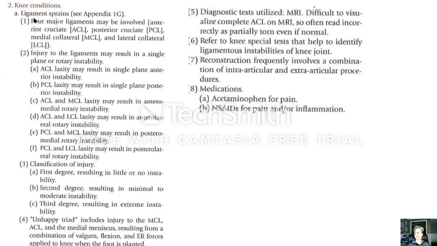Diagnostic tests utilized: the MRI. It's difficult to visualize a complete ACL tear on MRI, so it is often read incorrectly as partially torn, even if normal. Refer to knee special tests to help identify ligamentous instabilities of the knee joint. Reconstruction frequently involves a combination of intra-articular and extra-articular procedures. Medications: acetaminophen for pain, NSAIDs for pain and/or inflammation.